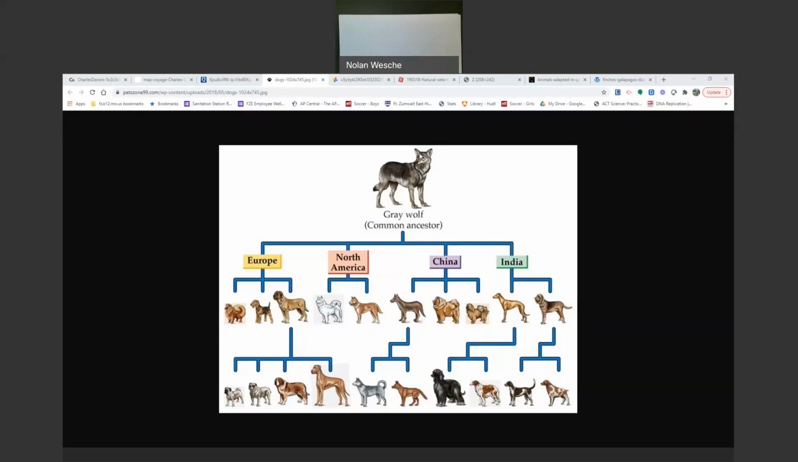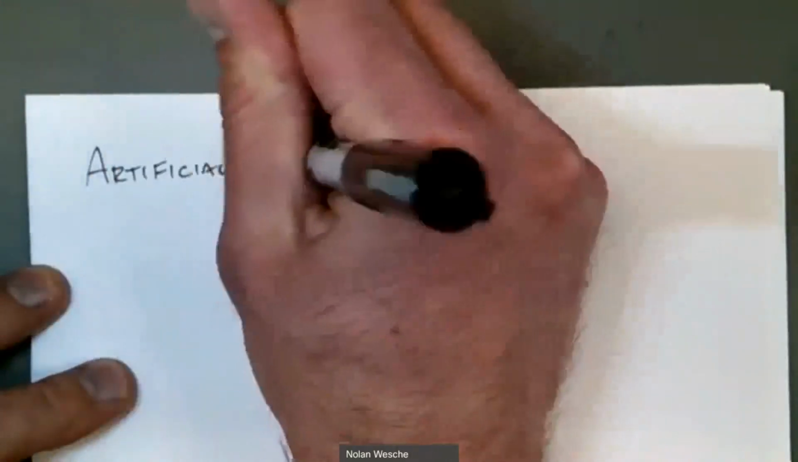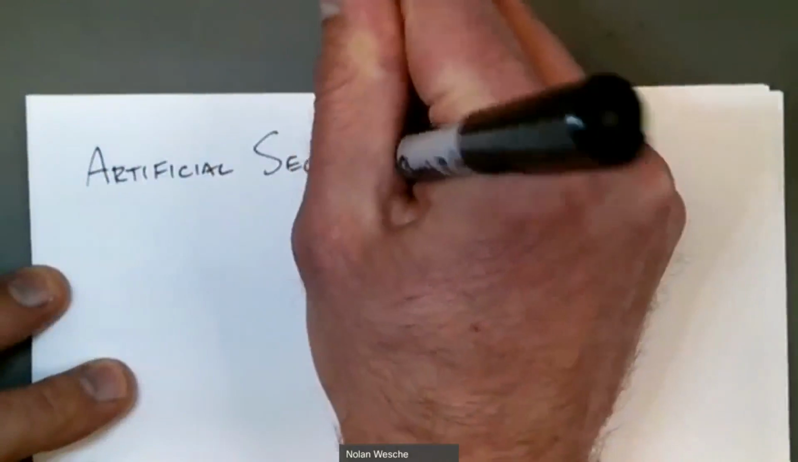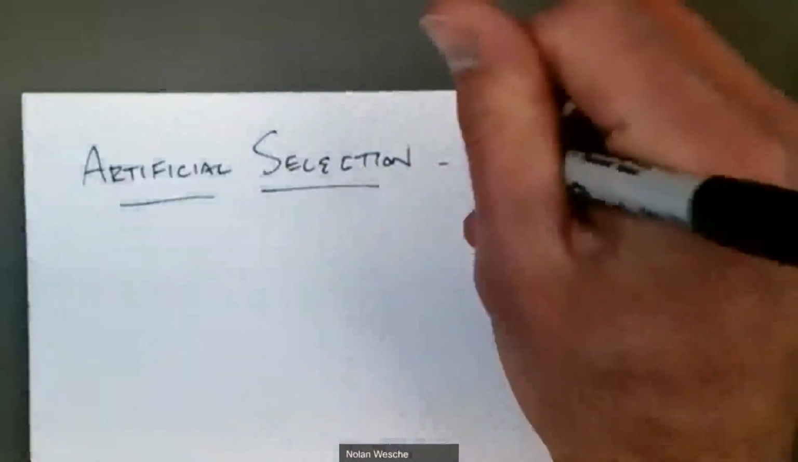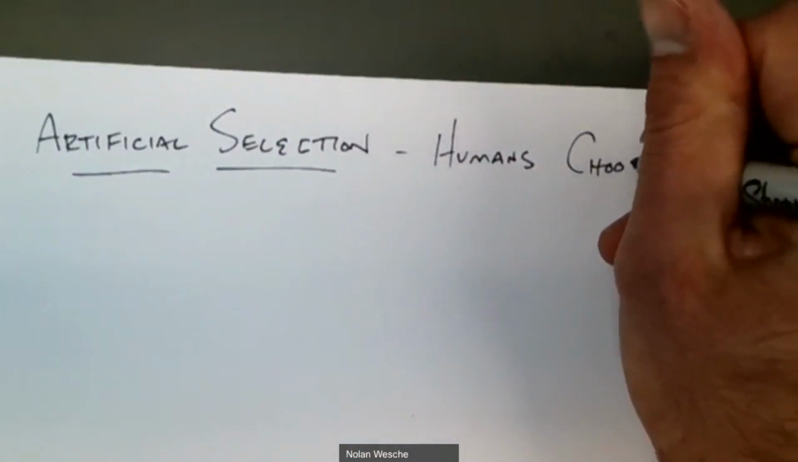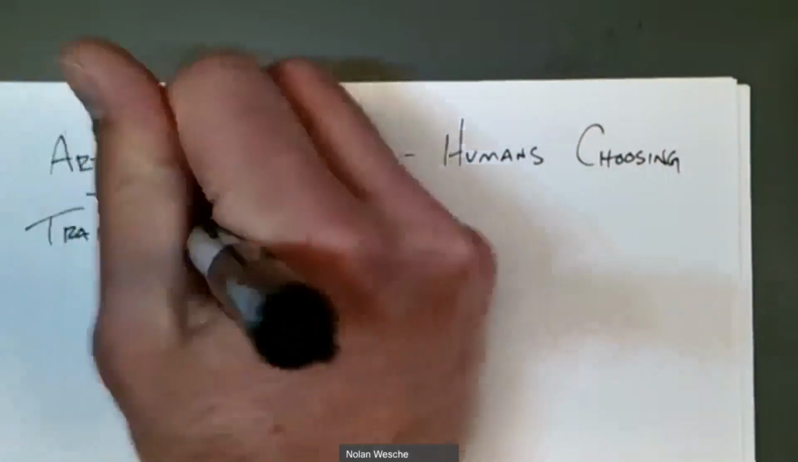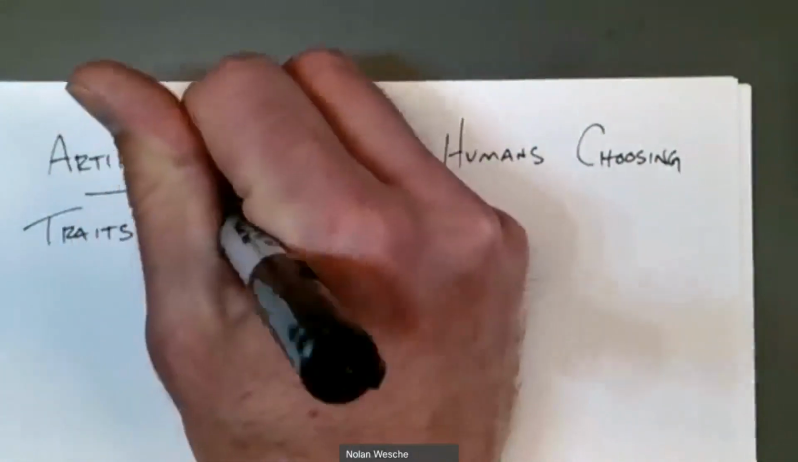So we'll go ahead and make a mark on some of these ideas here. So we call this artificial selection. And in this case, it's humans who are doing the choosing. So humans are choosing the traits or applying the selective pressures.